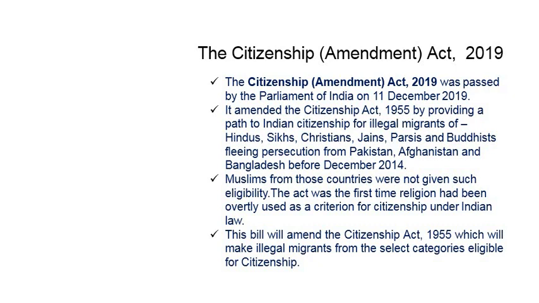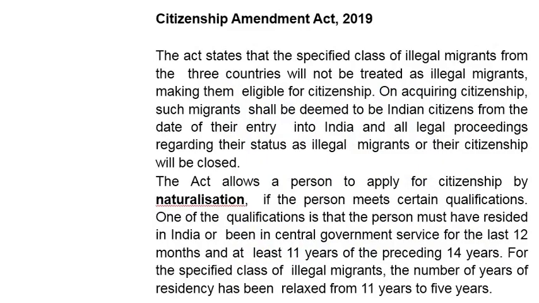The act was the first time religion had been overtly used as a criterion for citizenship under Indian law. This bill will amend the Citizenship Act 1955, which will make illegal migrants from the selected categories eligible for citizenship. Also, the Act states that the specified class of illegal migrants from the three countries will not be treated as illegal migrants, making them eligible for citizenship. On acquiring citizenship, such migrants shall be deemed to be Indian citizens from the date of their entry into India, and all legal proceedings regarding their status as illegal migrants or citizenship will be closed.